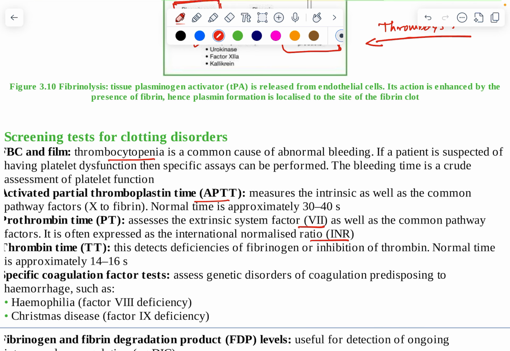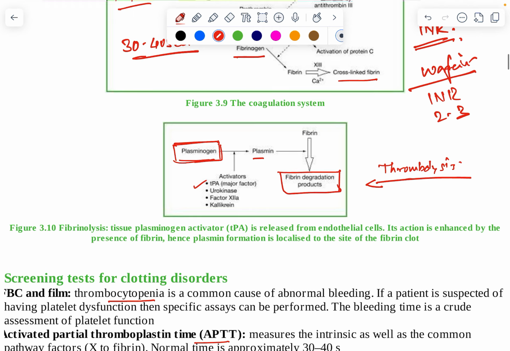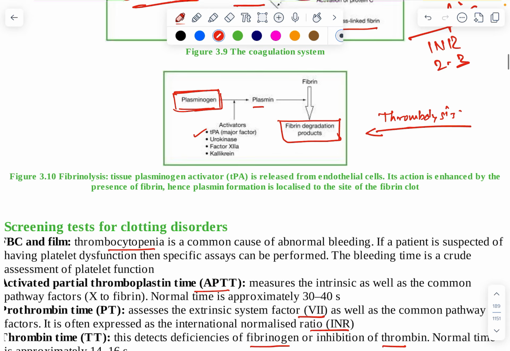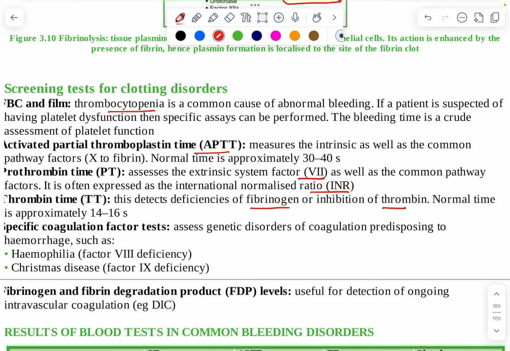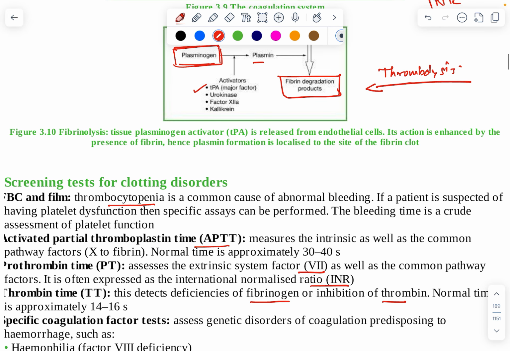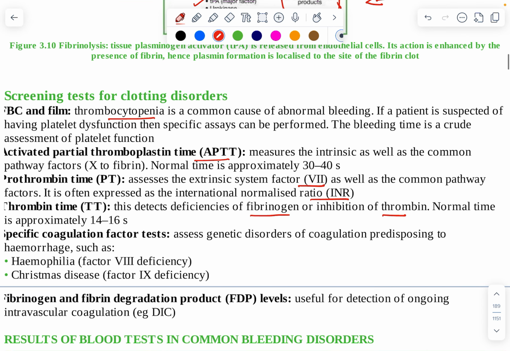Thrombin time detects deficiencies of fibrinogen or inhibitors of thrombin. Thrombin time, just as you have seen, reflects the conversion of fibrinogen by thrombin, the last step. It detects the deficiency of fibrinogen or inhibition of thrombin. Normal time is 14 to 16 seconds. Thrombin is stimulating fibrinogen to fibrin, so it should be very fast.